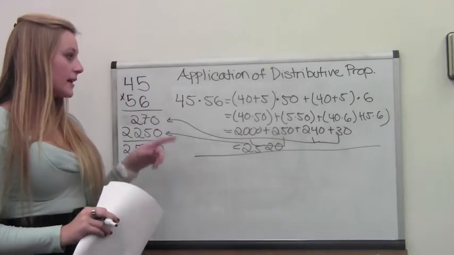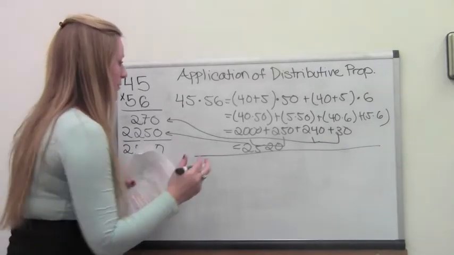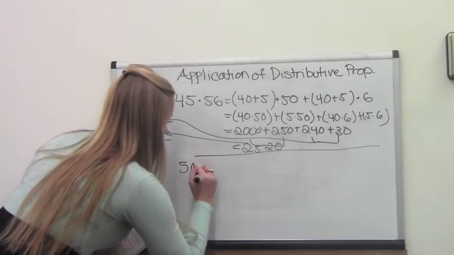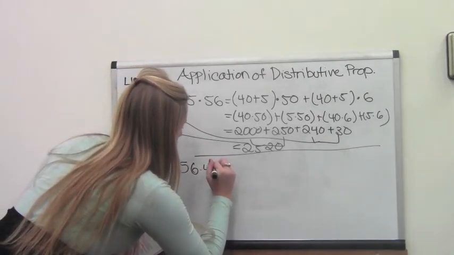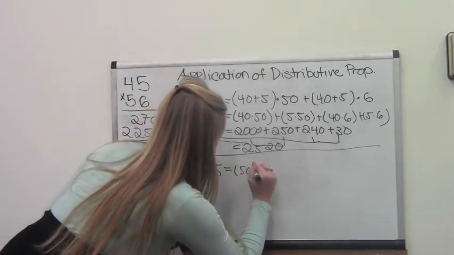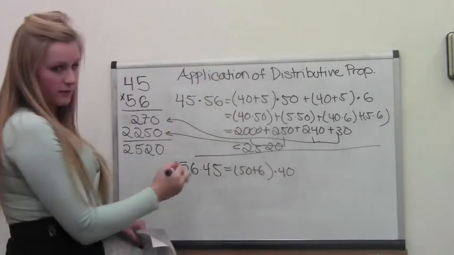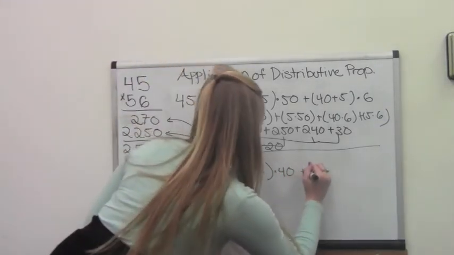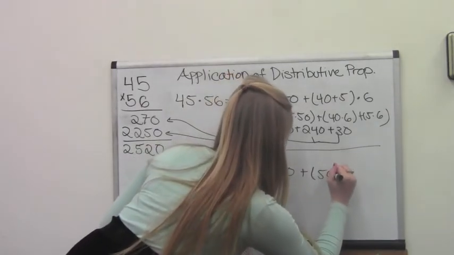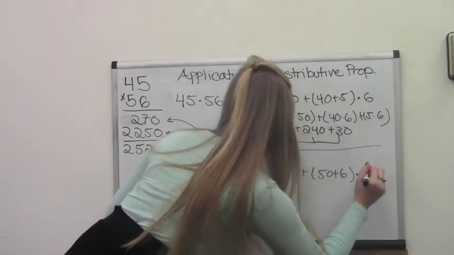And as I said in the beginning, these numbers can be broken up in any arbitrary way. So just to illustrate that, this could likewise be shown as 56 times 45 being the same as 50 plus 6 times 40, decomposing the 56, plus 50 plus 6 times 5.